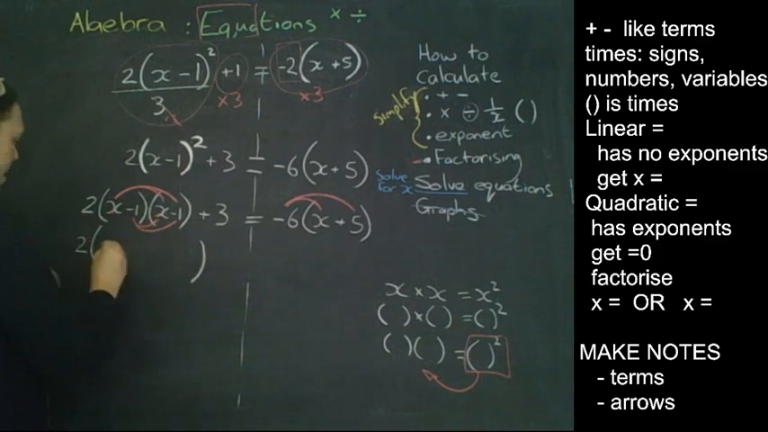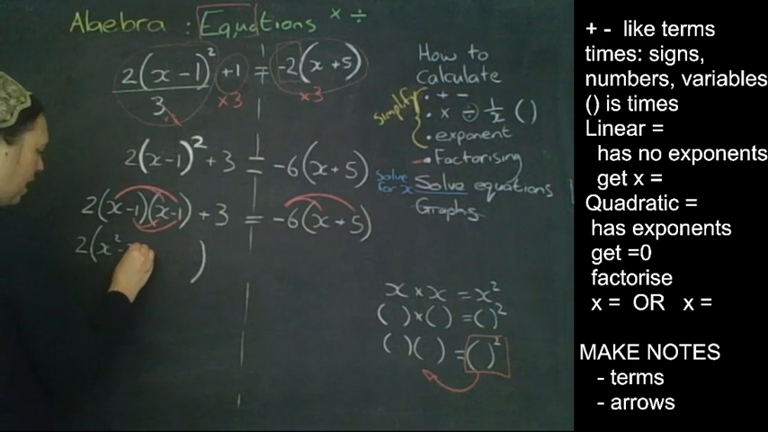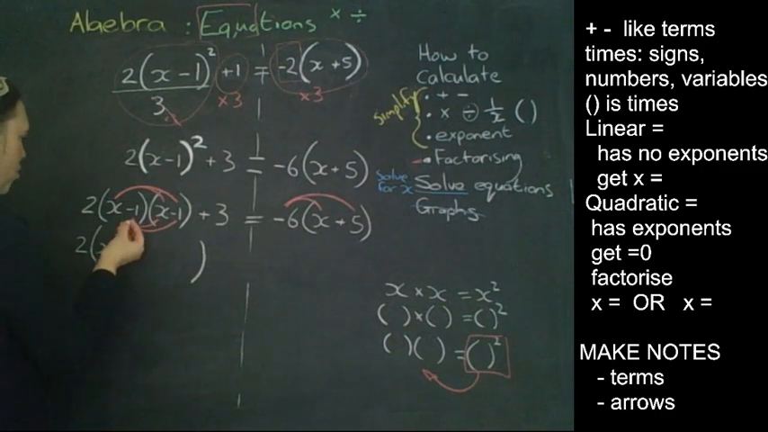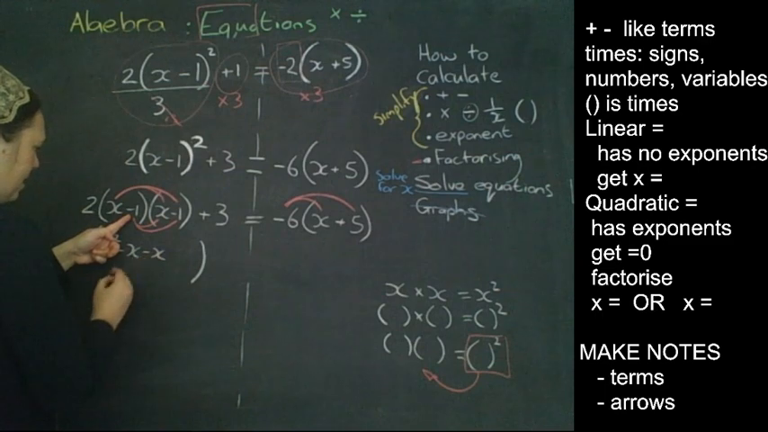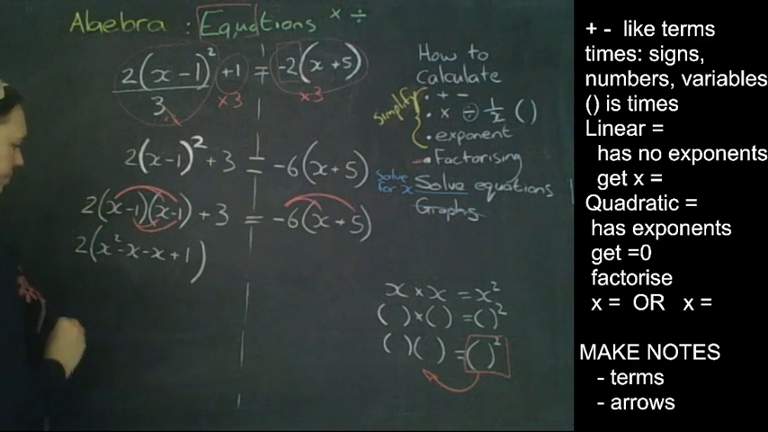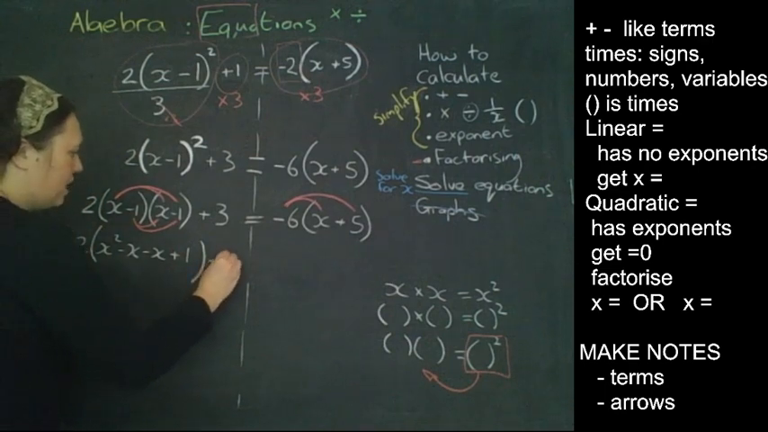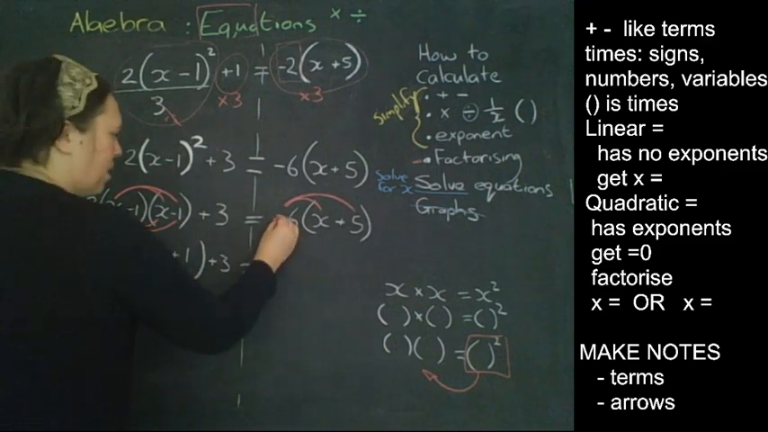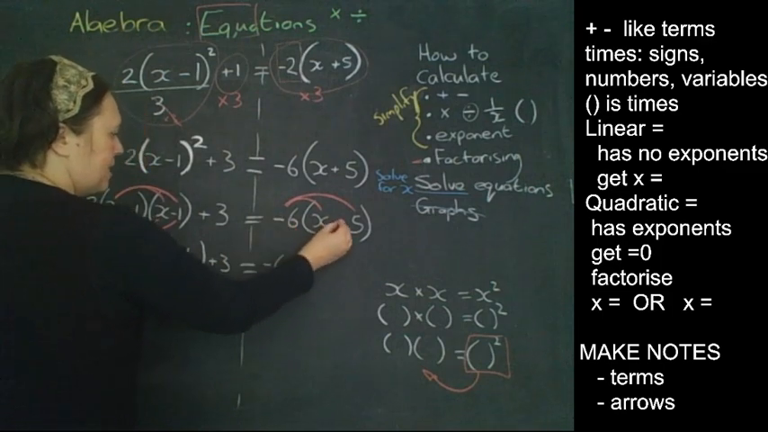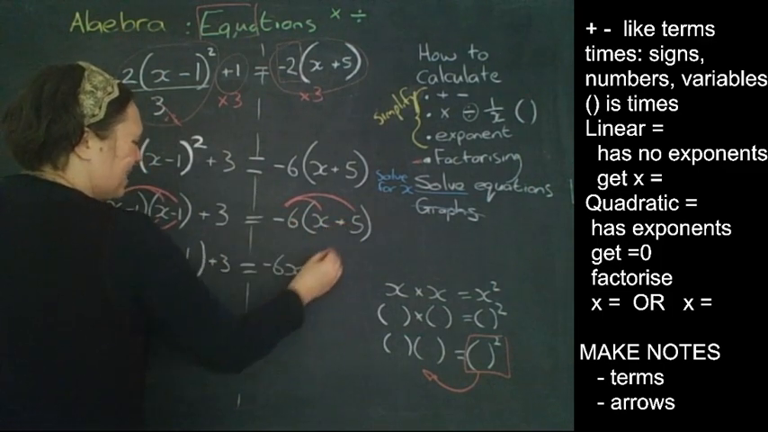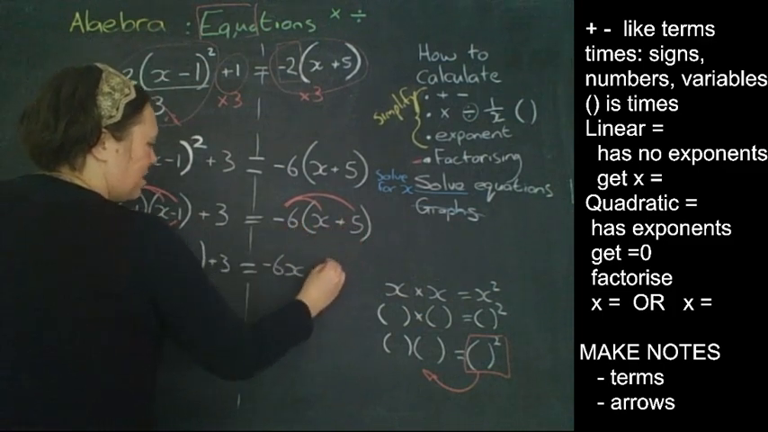Now we've got x times x is x squared. X times -1 is -1x. You can write the 1 or not, your choice. So we're done with that one. Now we move to this one. -1 times x is -1x. Minus and minus is plus. 1 times 1 is 1. And we have a +3. And on this side, -6 times x is -6x. Minus and plus is minus. 5 times 6 is 30.